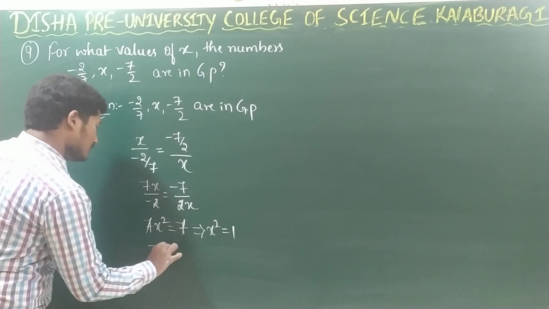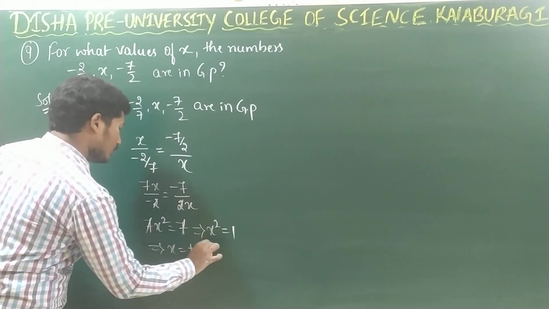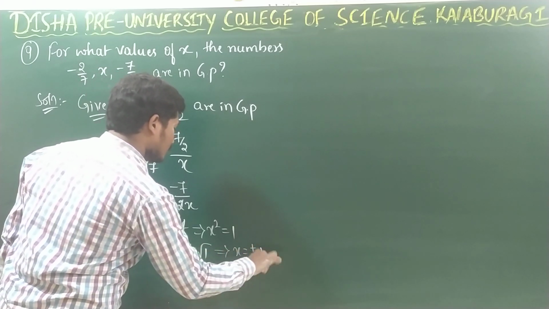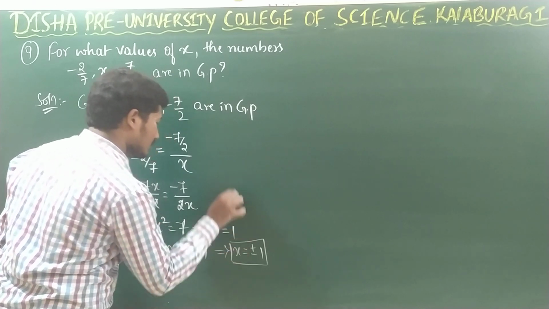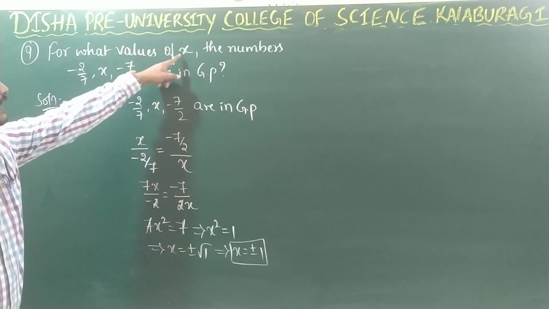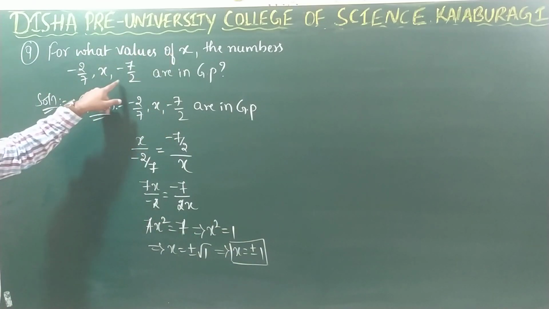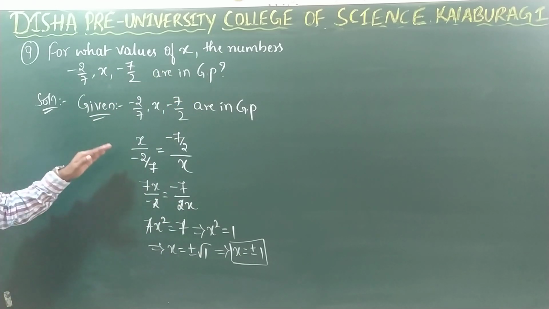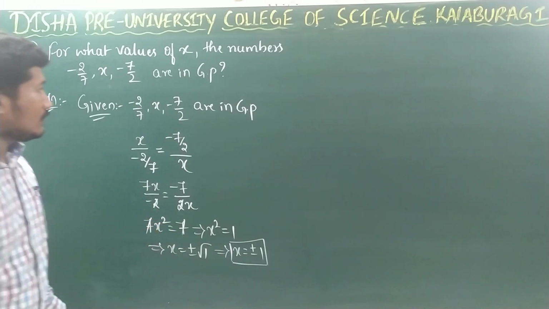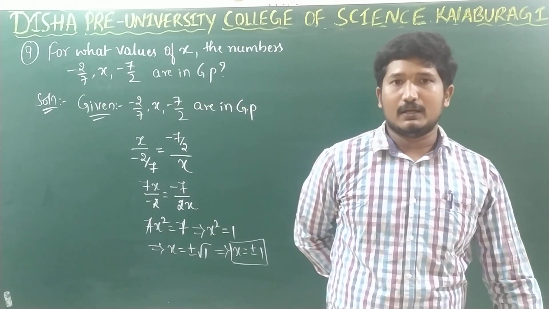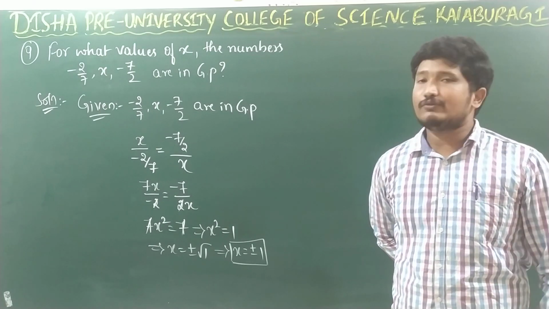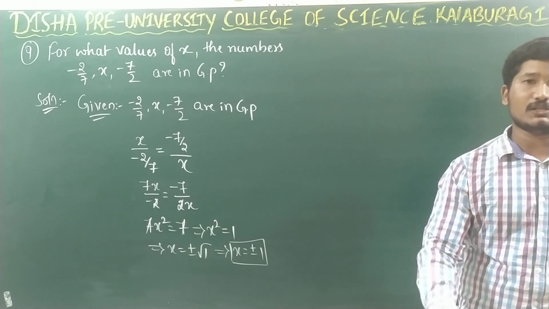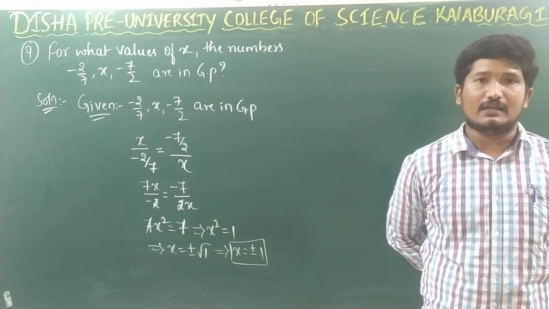So this implies x is equal to plus or minus square root of 1. So this implies x is equal to what? Plus or minus 1. So these are the required values of x, such that these three numbers are in geometric progression. So this is how you find out the value of x. So I hope you understood the problem, right? So nearly we have solved around 7 questions. I hope you understood all of them, right? You practice once again, you'll get to know very clearly, right?